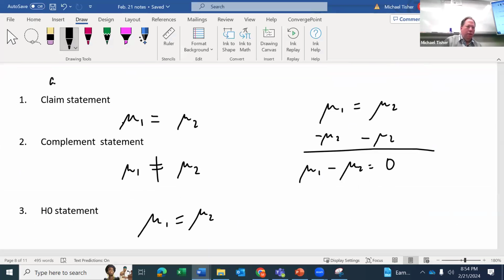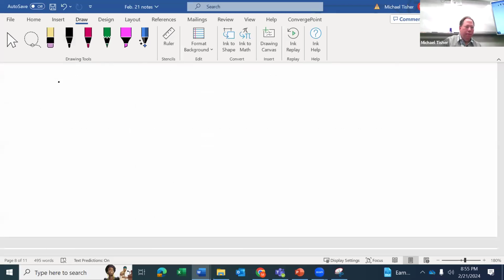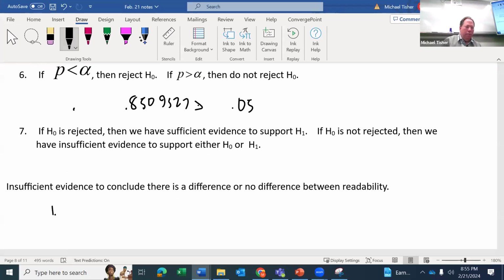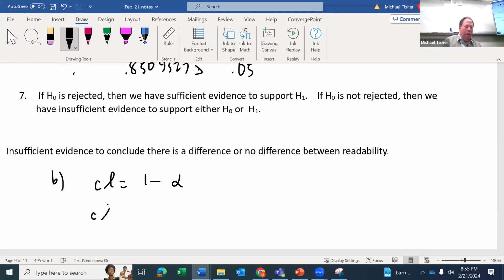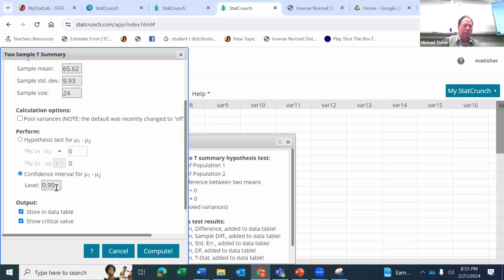All right. So this is A part. Now we're doing B part. Okay, so B part, to find the confidence level, we'll do CL is equal to 1 minus alpha. That's a good thing to know. CL, confidence level, is 1 minus alpha. Alpha was 0.05. And so 1 minus 0.05 is what? 0.95. Okay, so we'll put 0.95 into StatCrunch, which is already there.